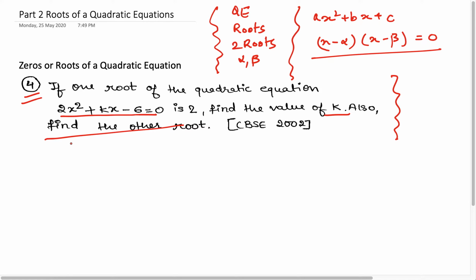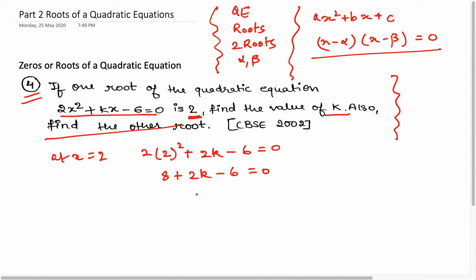If one root is 2, if I put x equal to 2, this equation should become equal to 0. At x equal to 2, this should become 0. Why? Because x equal to 2 is a root of the equation. If I put that root as 2, what I get is 2 into 2 square plus 2 into k minus 6 equal to 0. And this will become 4 2s are 8 plus 2k minus 6 equal to 0. This becomes 2k plus 2 equal to 0, or I get k equal to minus 1.